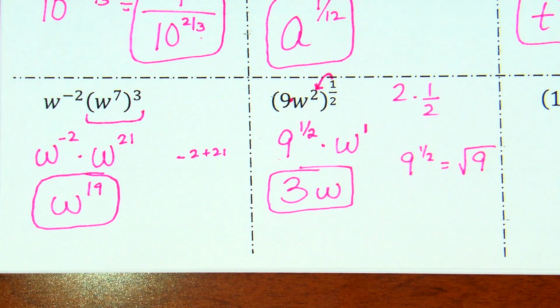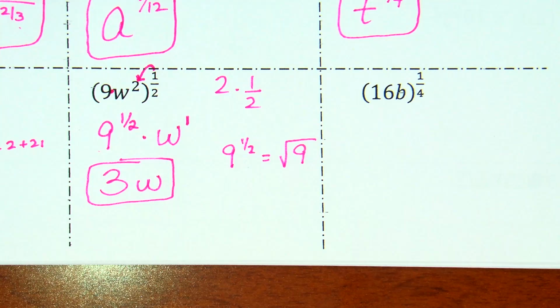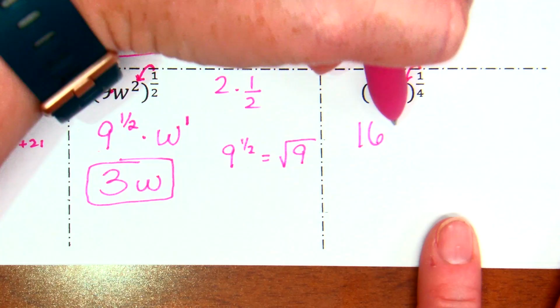Let's try this one then. Very similar to the last one I just did. 16b to the 1/4. Well, what's this 1/4 go with? It goes with the 16 and it goes with the b. They don't have any other exponents, so I'm going to say 16 to the 1/4 times b to the 1/4.